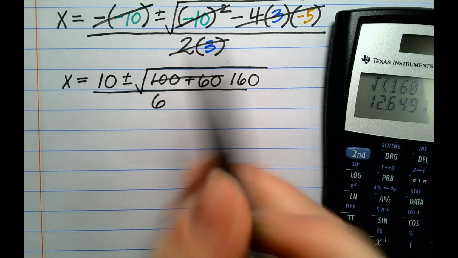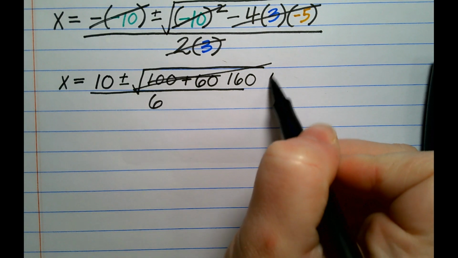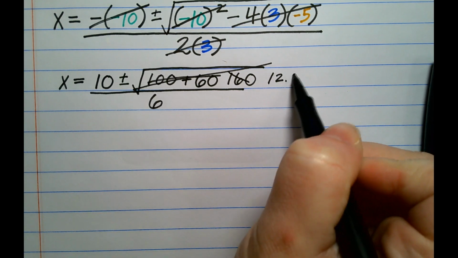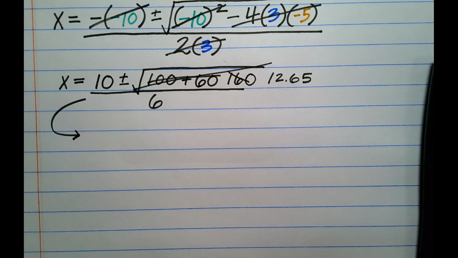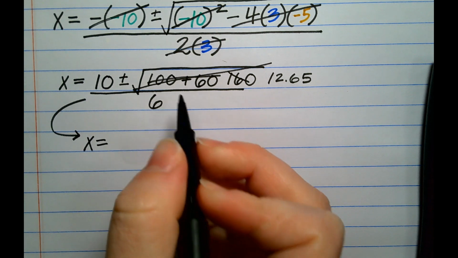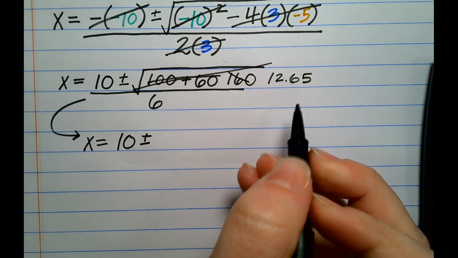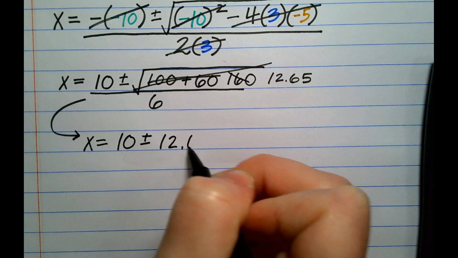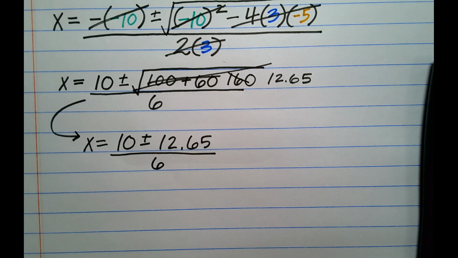And that gets rid of my square root. So that's 12.65. So when I rewrite my problem, how can I rewrite it? X equals, what comes next? 10 plus or minus 12.65. Good, 12.65 divided by 6.